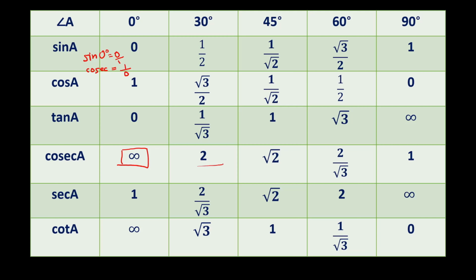And sine 45, 1 upon root 2. It is reverse. Then it comes root 2. And sine 60, it is just reverse. So it comes 2 by root 3. And if 1 is reversed, then 1 comes out.